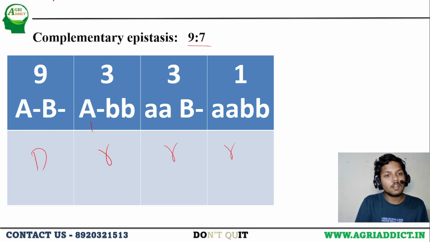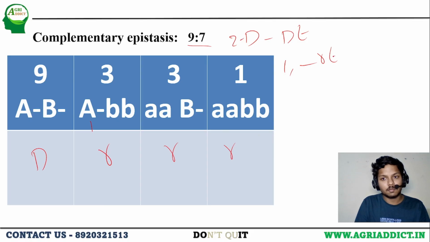Means in complementary epistasis, two genes should be in dominant condition to produce the dominant trait. If one or both of the genes are in recessive, then the expressed character will be recessive. Like that, we get dominant is to recessive as the phenotypic ratio. Dominant means 9. Recessive means 3 plus 3 plus 1, is to 7.